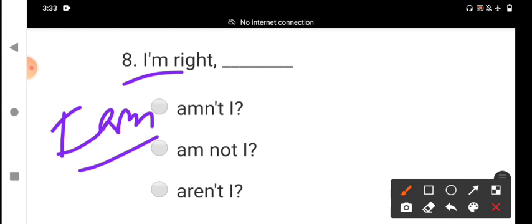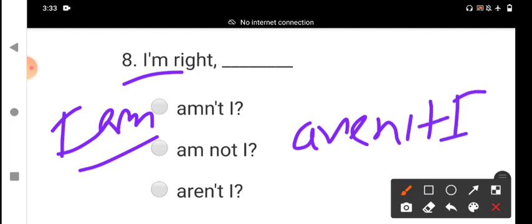We use the verb form aren't I. It is the contracted form. Aren't I is an exception. It does not follow the general rules. Generally, if you don't know the rule, what would you write? Amn't I. That is a wrong answer. Since the statement is positive, we might think we should write amn't I.